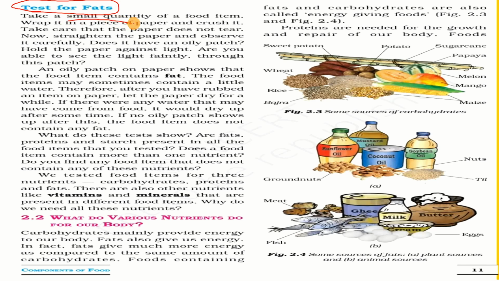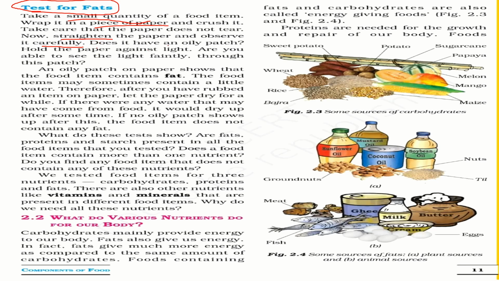First, take some quantity of a food item and wrap it in a piece of paper. Crush it, taking care that the paper does not tear. Crush the food inside the paper, but be careful that the paper should not tear. Next, straighten the paper and observe it carefully. After crushing the food, just open the folded paper, then observe it.